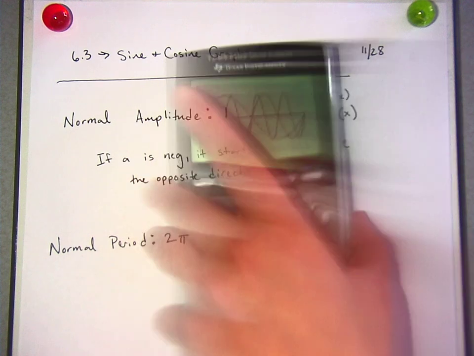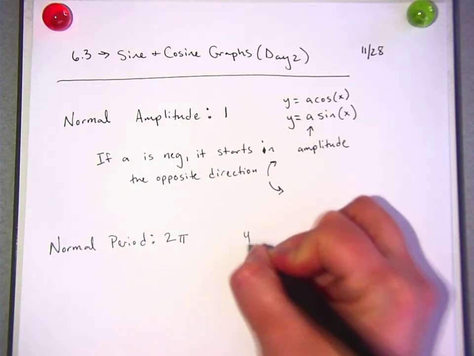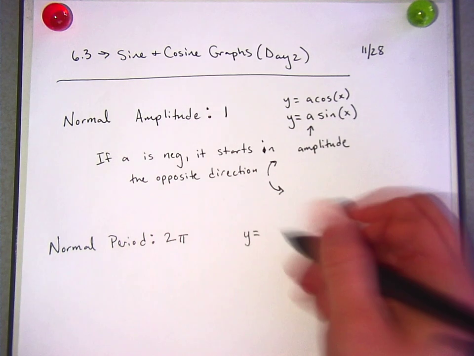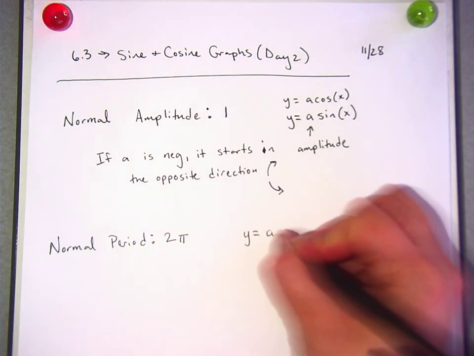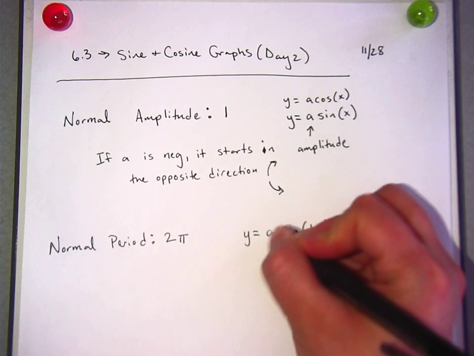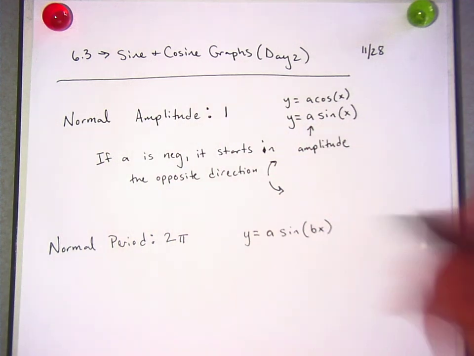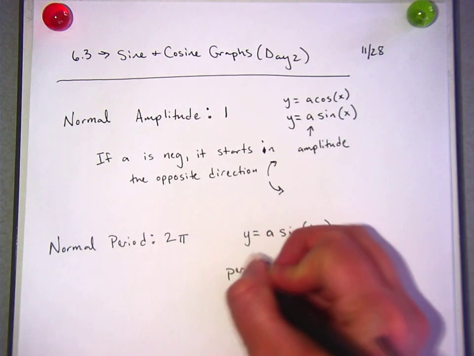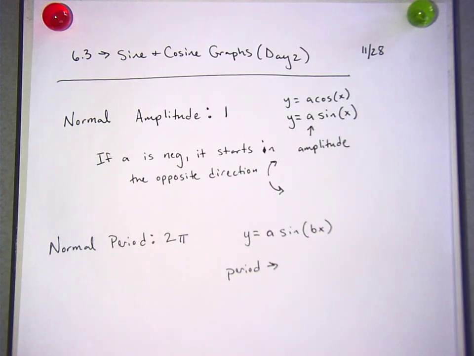So can anybody tell me how to write this? It's like you're multiplying the period by a quarter, right? We're cutting it down. So y equals a sine of bx. Now the amplitude is a, but what is the period now? It's not b, and it's not 1 over b.